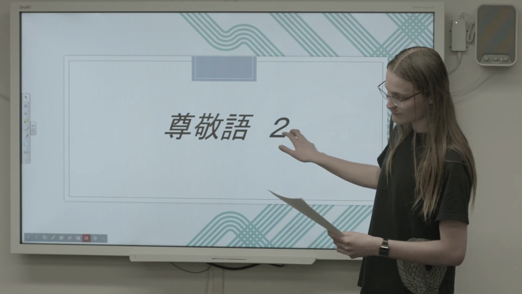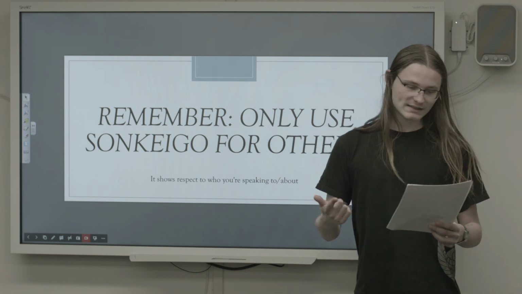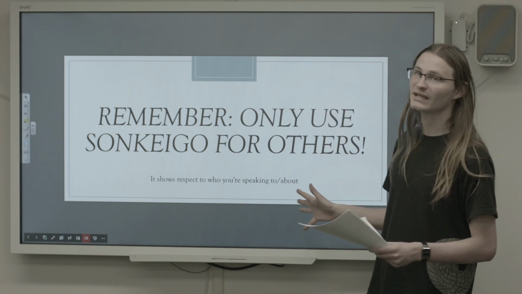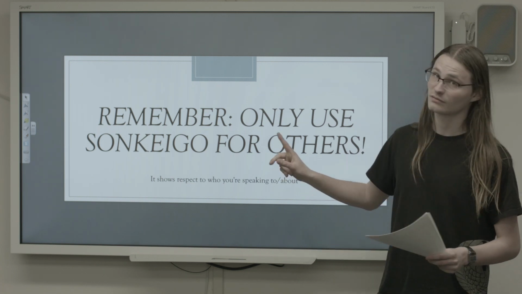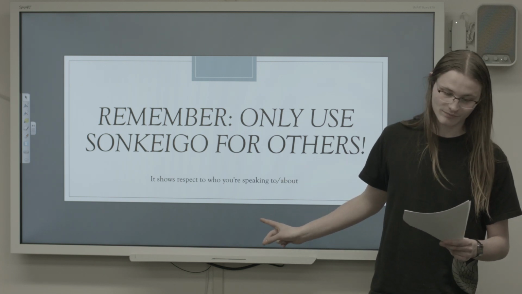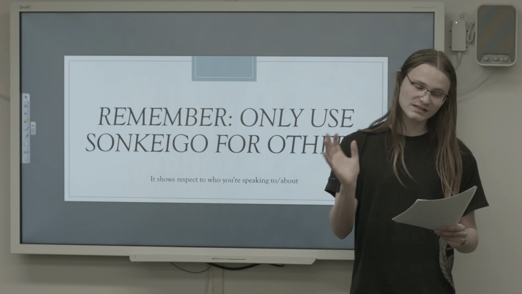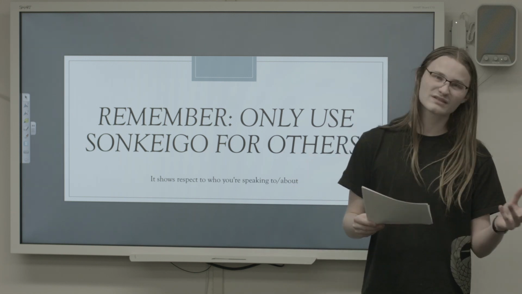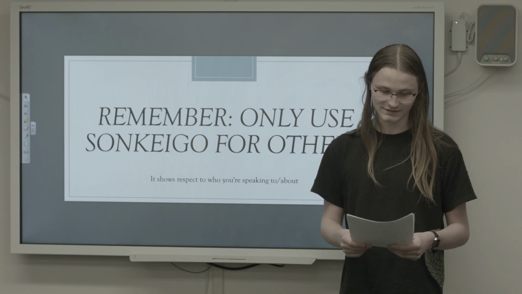Last time we covered the words meshiagaru, goran ni naru, gozonji, and oide ni naru, in addition to talking about what Sonkeigo is and when it is used. Only for others, it's important to remember. If you're unclear about any of that, or you simply need a refresher on the meanings and usages of the words or on Sonkeigo itself, go take another look at the last video before continuing with this one.